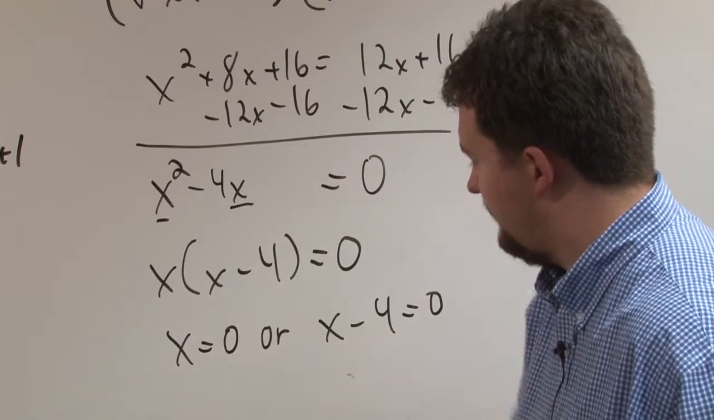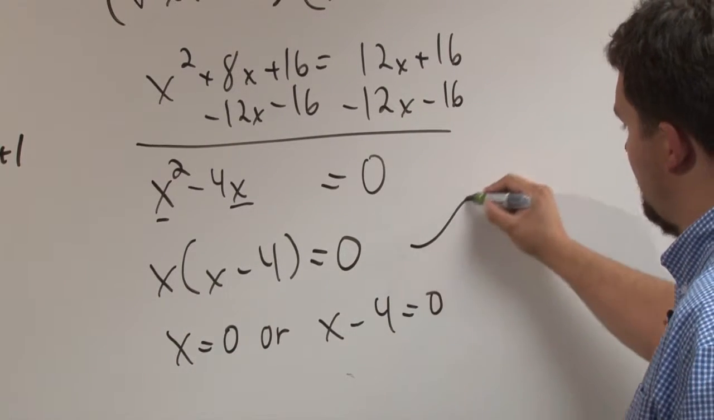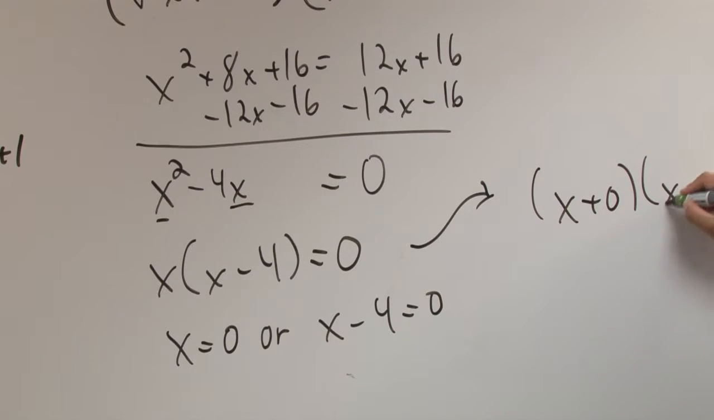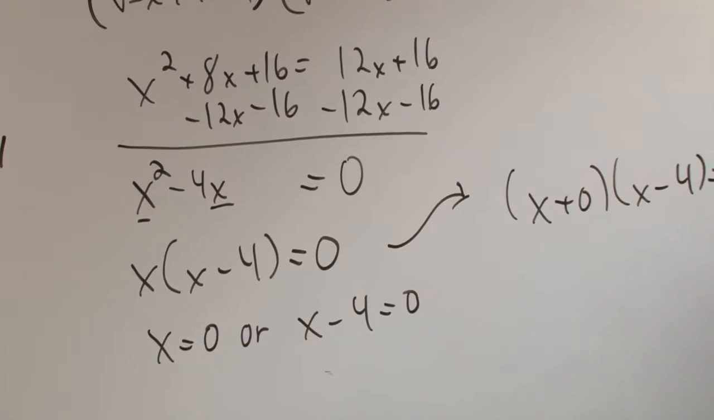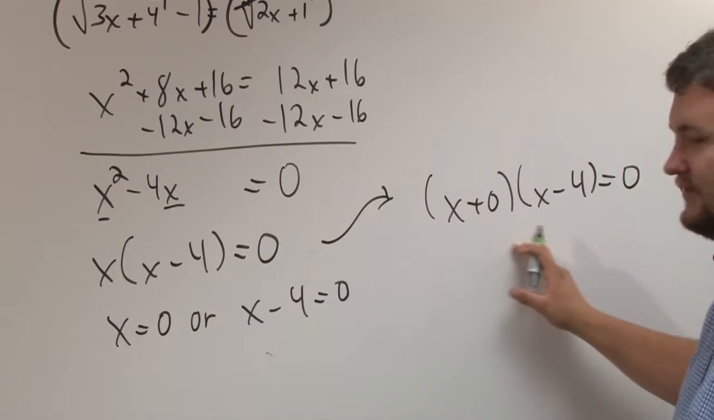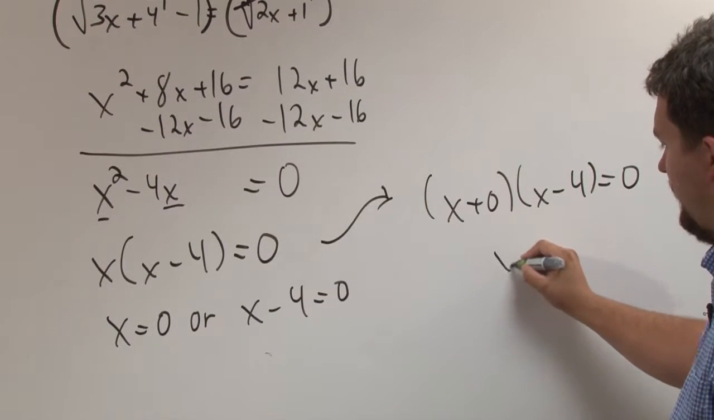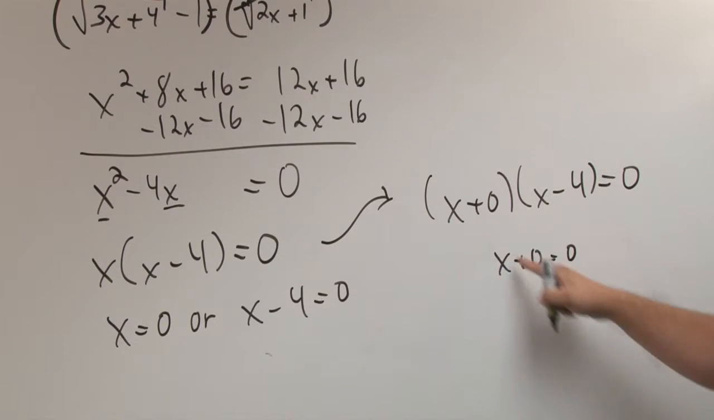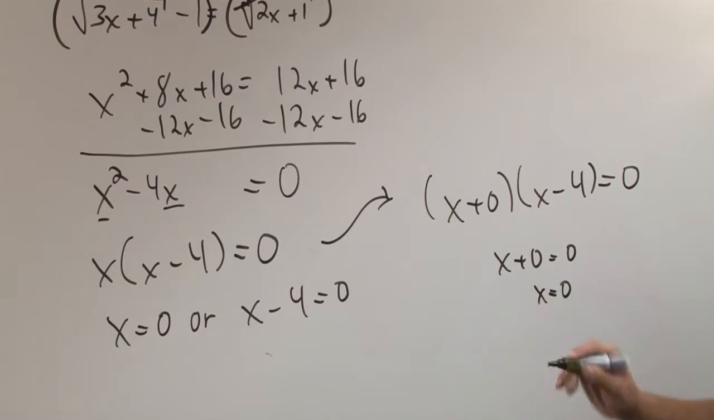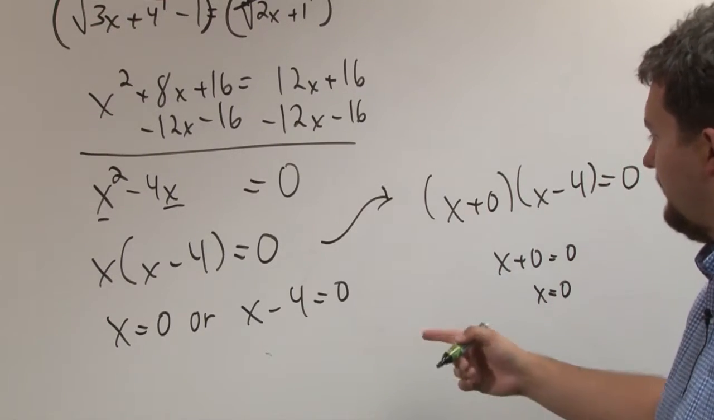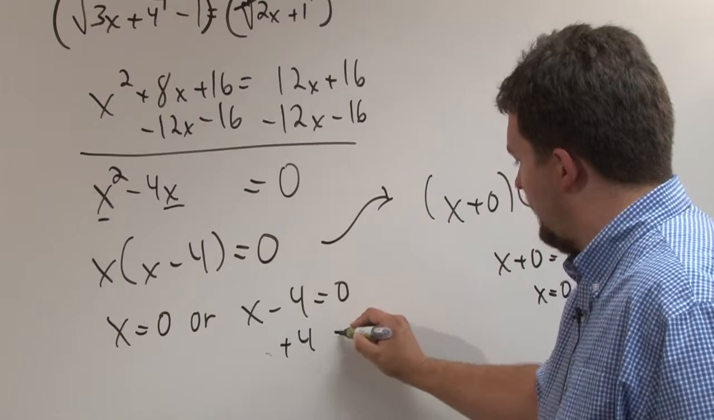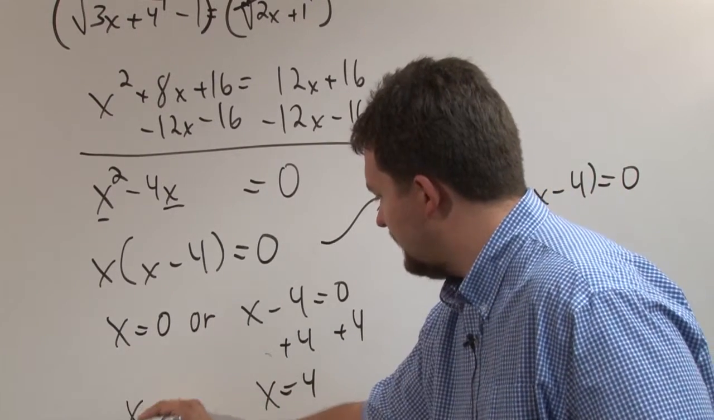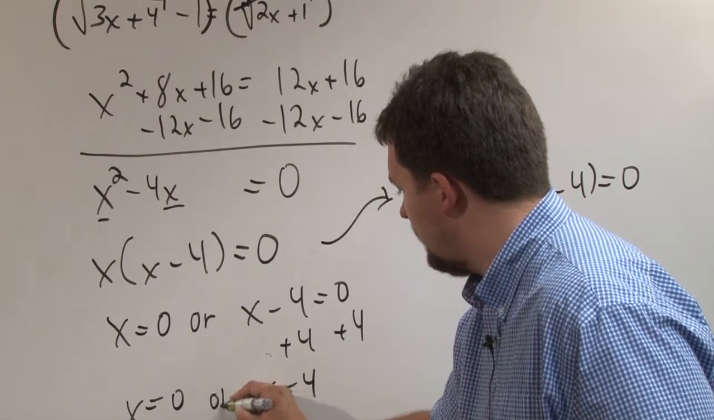That x came from here. And just because I know sometimes students have a problem with that, you can also write it as x plus 0 times x minus 4 equals 0. You can do that, and it doesn't change any of the math here, but at least now you have the binomial that you're used to seeing when you do these problems. So you get this, and you end up with x equals 0 anyway. So that's just something for you to feel better about. And then add the 4 here. So x equals 4. And I'll bring this down. X equals 0 or x equals 4.